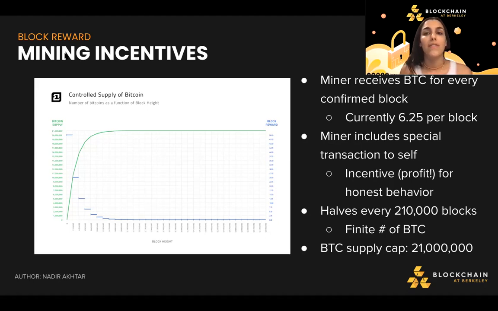And this value of 6.25 halves every 210,000 blocks. If you've heard of Bitcoin halving or whatever, this is where that stems from. Every 210,000 blocks, the value of Bitcoin that is mined per block cuts in half. So the next time we hit 210,000 blocks, it's going to be 3.125, and so on and so forth. This graph depicts it pretty nicely, where we're going to have this asymptote as we approach 21 million Bitcoin. That'll be around 2140 is the current estimate, given the amount of hash power in the network. So we're going to end up at around 21 million Bitcoin.